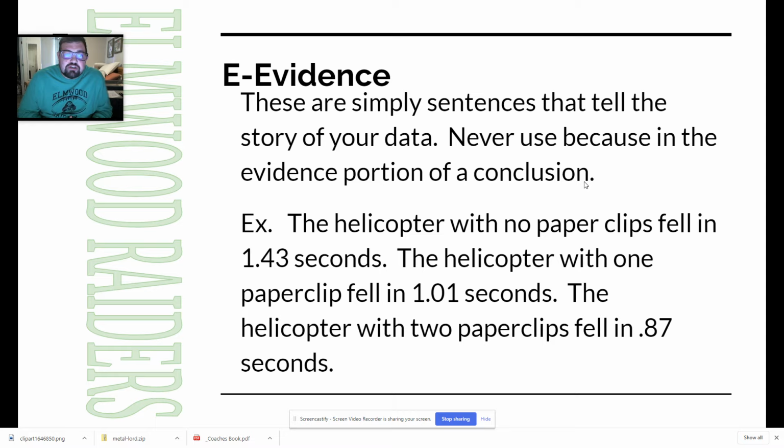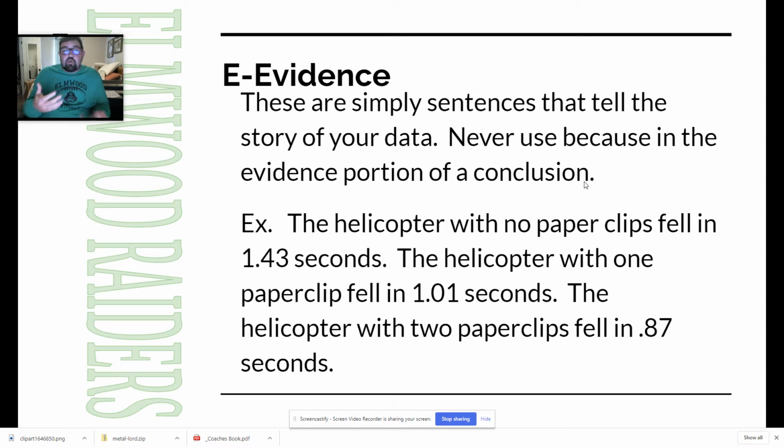Second, in every conclusion, you want to have evidence for what you came up with. So it's really easy because you just are putting sentences to the evidence you found in your experiment. So you really just take your numbers or you take what you found out and you just make simple sentences. For example, the helicopter with no paper clips fell in 1.43 seconds. The helicopter with one paper clip fell in 1.01 seconds. The helicopter with 2 paper clips fell in 0.87 seconds.